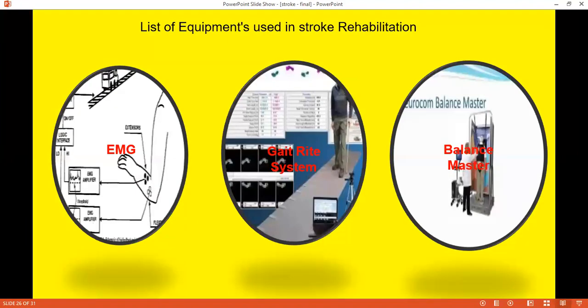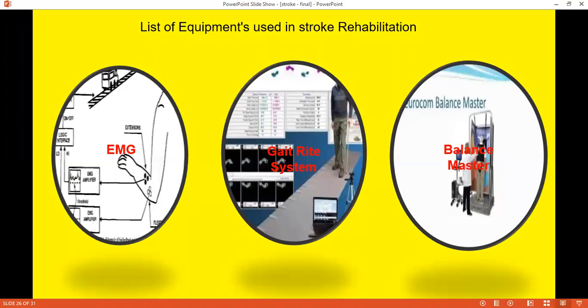In the next slide, these are all the equipment used, especially for stroke conditions. One is electromyography. The second one is the gait analysis system. Some of the therapeutic protocols you have to apply, after that you want to check the gait. There is a system which will identify exactly what the gait is.